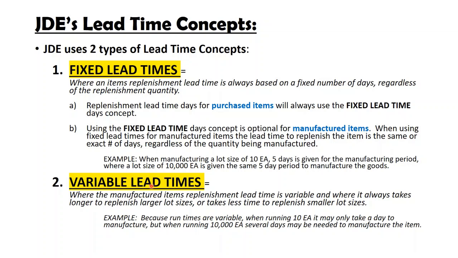As opposed to using variable lead times, where a manufactured item's replenishment lead time is variable and where it always takes longer to replenish larger lot sizes or takes less time to replenish smaller lot sizes. An example would be here with variable lead times, and because run times are variable, when running 10 eaches, it may only take a day to manufacture, but when running 10,000 eaches, several days may be needed to manufacture the item.